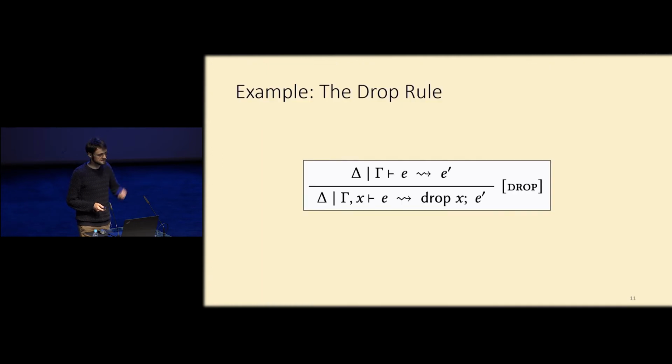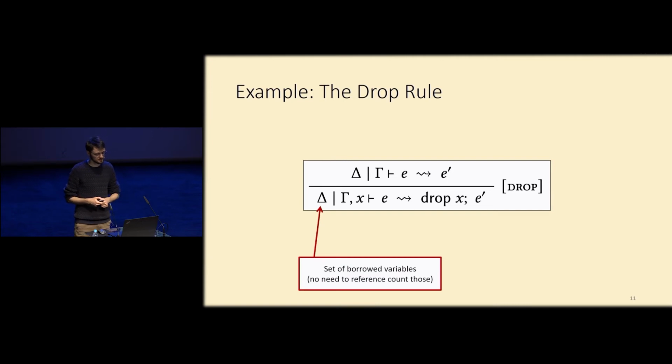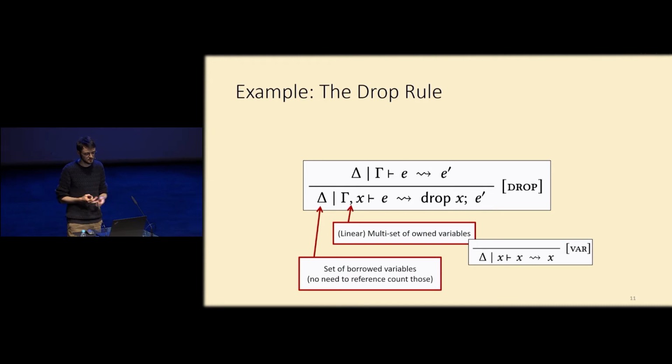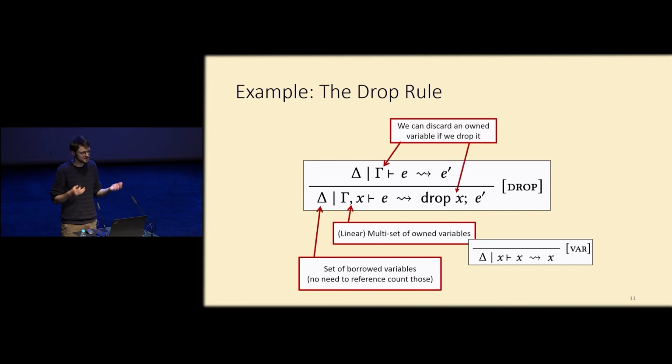I'll give you one example of this calculus so that you get a taste of it. We have here the borrowed environment. These are variables which are not going to be reference counted. And we have a multiset of owned variables which are reference counted. And in particular, this is a linear environment, which means that if you take a look at the var rule, here we only consume the variable x, so the linear environment can also only consist of x. However, unlike in normal linear logic, we can actually get rid of x out of our context. We can remove it from our context if we insert a specific drop instruction that decrements the reference count.